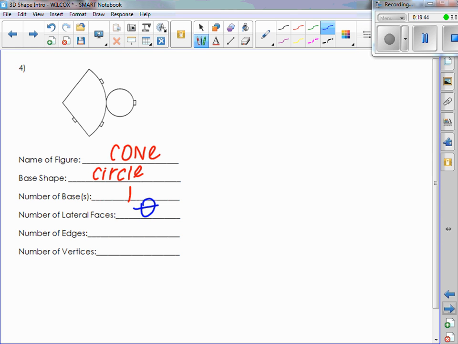How many edges? 0. Again, if I were to make this actual 3D figure, everything would be curved, no straight edges. Unlike a cylinder, a cone does have one vertex. It has that one point at the very top whenever you form its 3D figure.